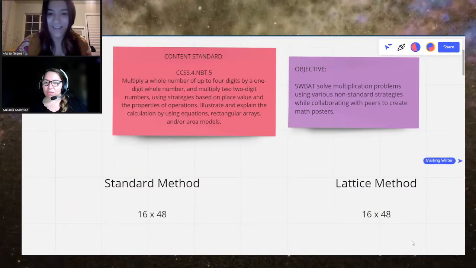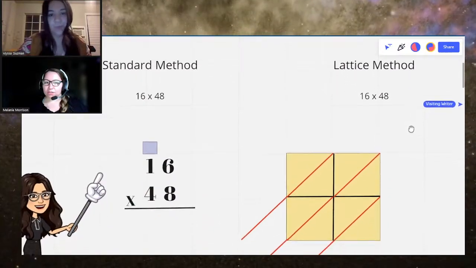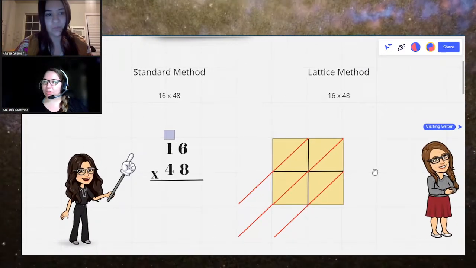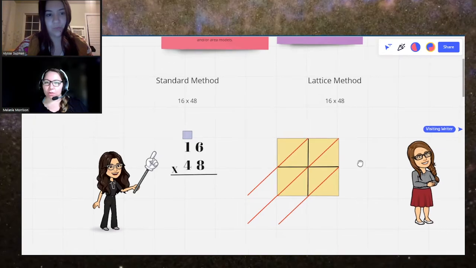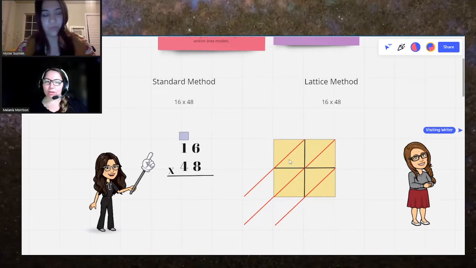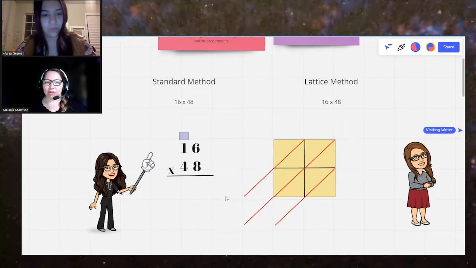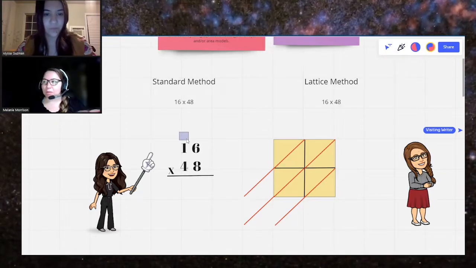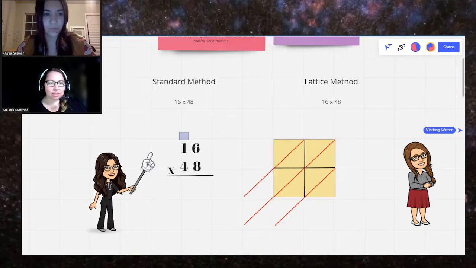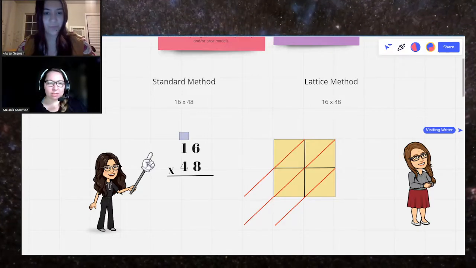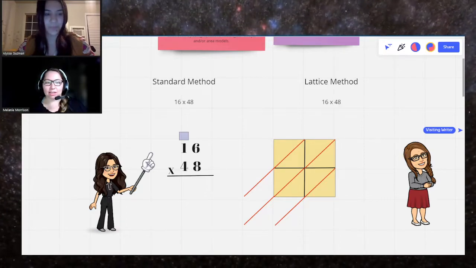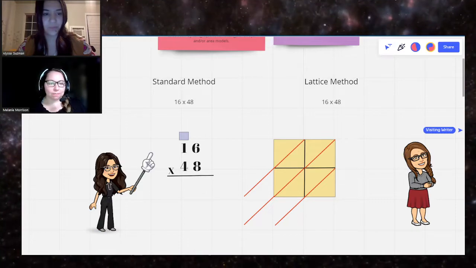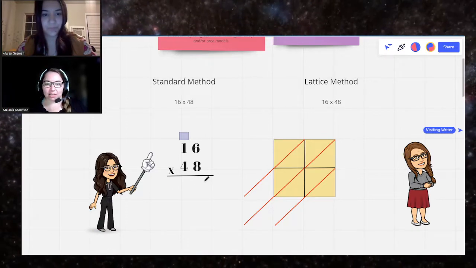All right, so moving in to our first example here, we want to explain how to actually do the lattice method. So before we get into the lattice method, we want to do a little bit of review. We're going to look at the standard method and we're going to go through it because the standard method is what most people are familiar with, okay? And that's the way that we normally do our multiplication. But again, the lattice method is multiplication, but it's going to be using different ways to solve and get the same answer. So let's go ahead and solve using the standard way.